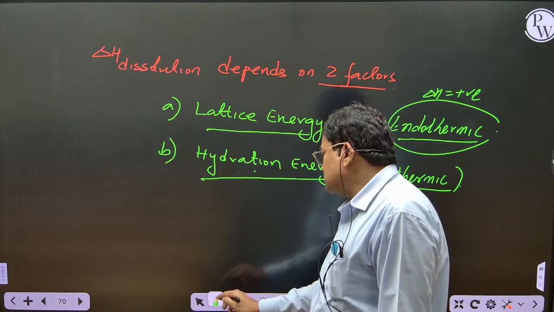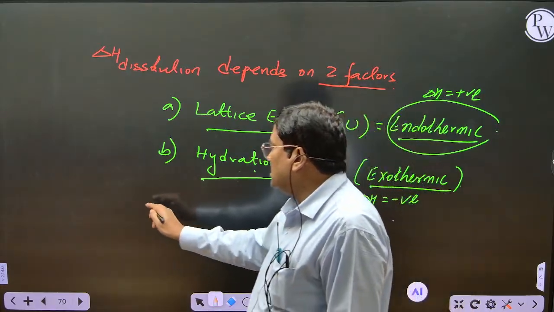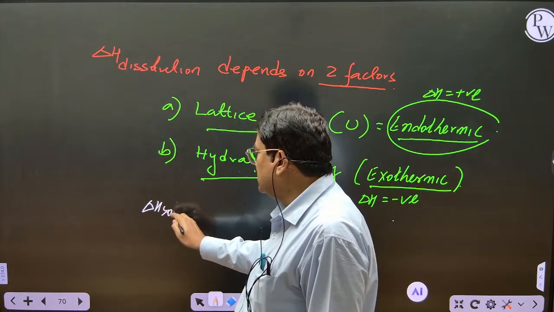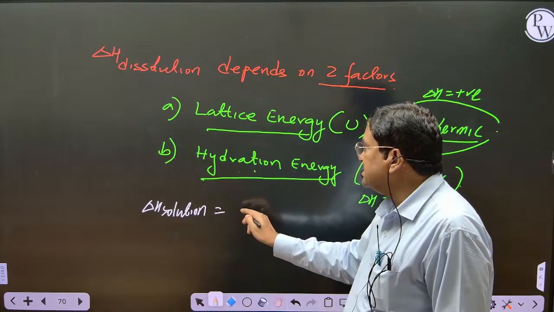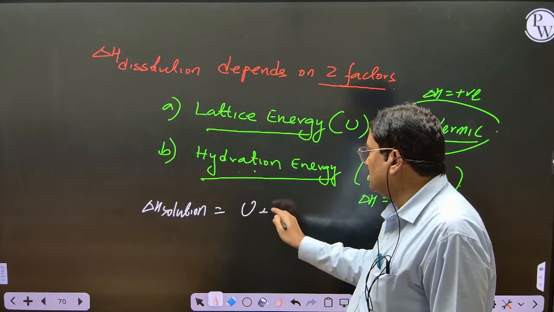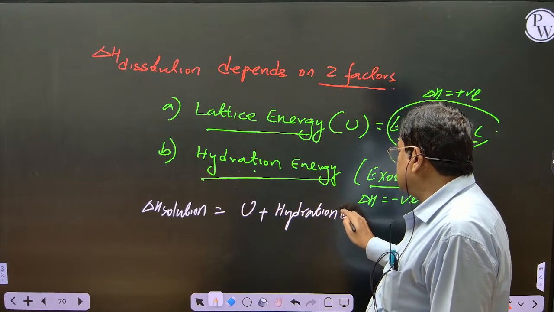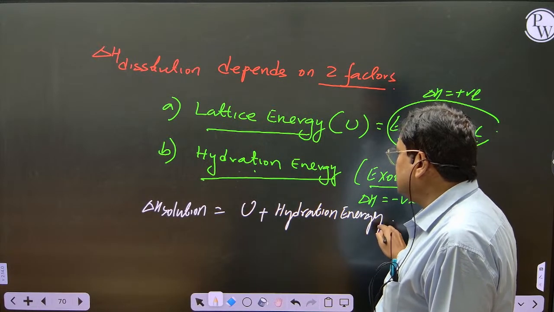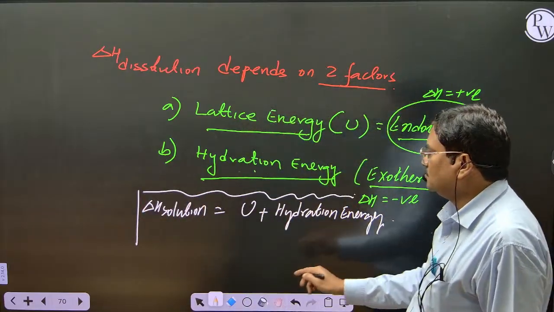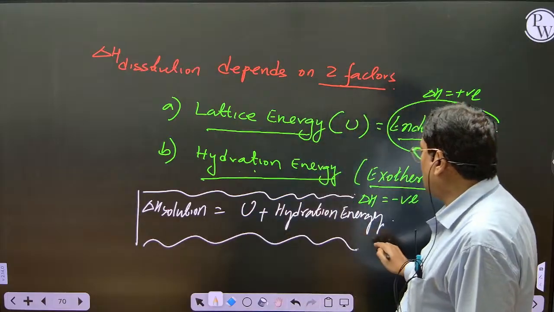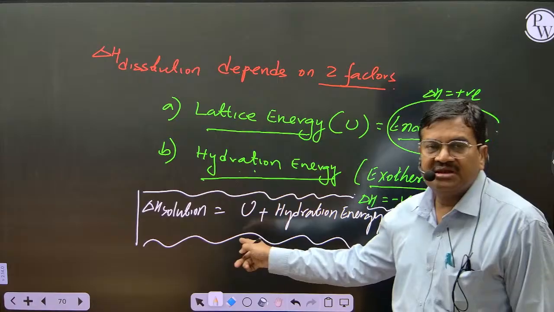Now observe here. Enthalpy of solution, you remember in thermodynamics you studied, it is the sum of what and what? Lattice energy, shown with U, plus hydration energy. The sum of hydration and lattice energy will give the enthalpy of solution. This you learnt in 11th class in thermodynamics.